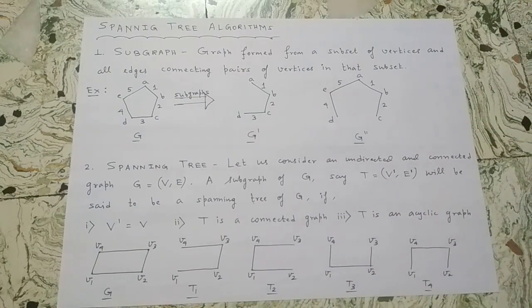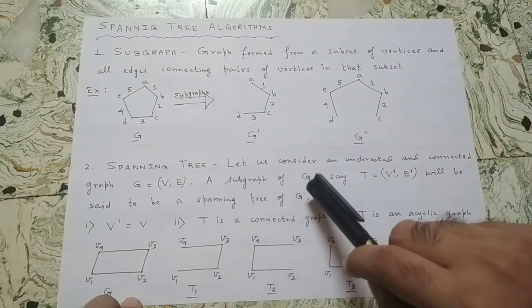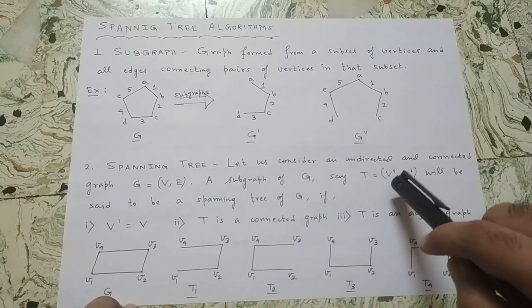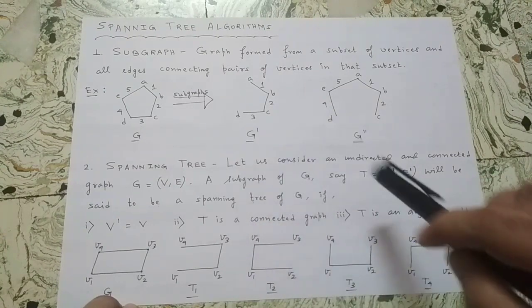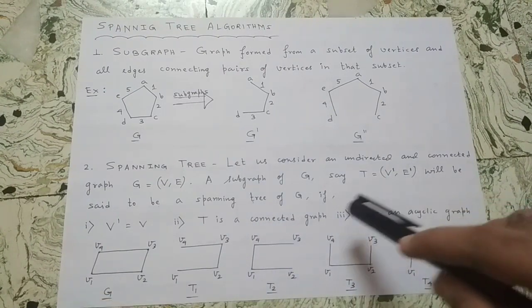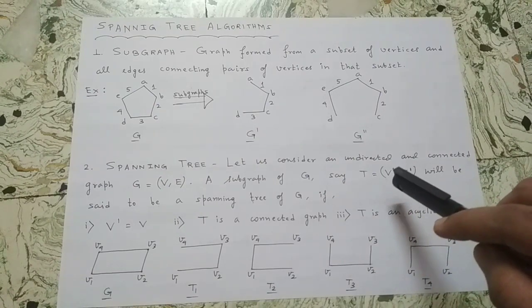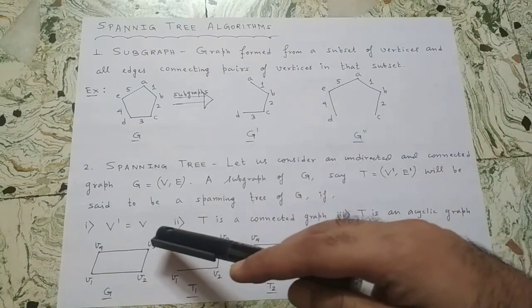Now, what are the conditions that need to be satisfied for a graph to be a spanning tree? A spanning tree will always be a subgraph. As you can see, it has been mentioned that it is a subgraph of the original graph G and is denoted by capital T. Capital T also has a vertex set and an edge set, which are subsets of the original vertex set and original edge set. So 3 conditions have to be satisfied. The vertex set of my subgraph should be the same as the vertex set of the original graph.